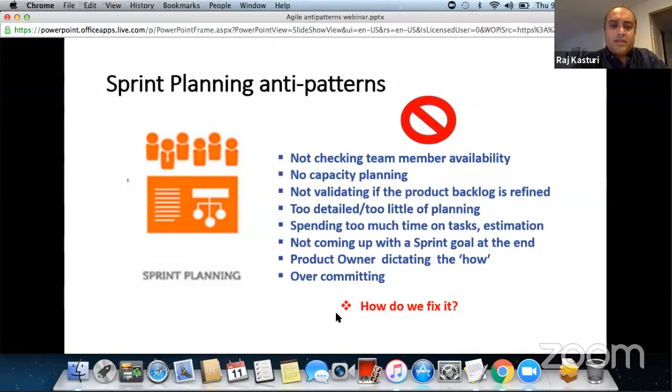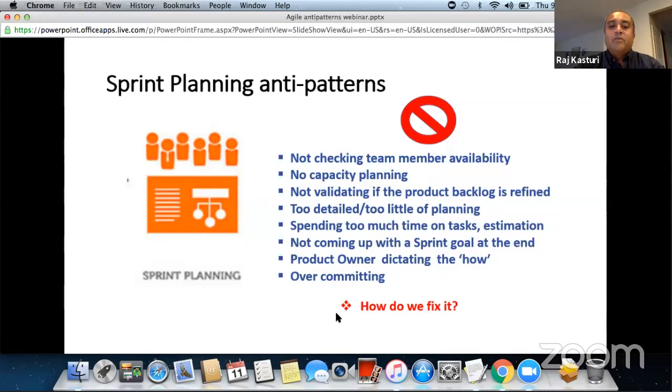The third one that I have here is not validating if the product backlog is refined. What does that mean? It means that the product backlog is something, like we mentioned before, that's refined on an ongoing basis. But before we get into the sprint planning meeting, we want to make sure that the sprint backlog is refined and we have enough product backlog items in the product backlog for the team to work on.